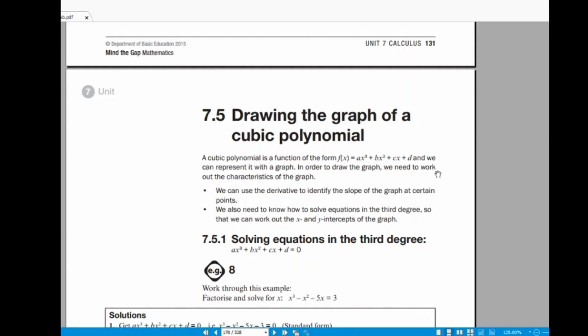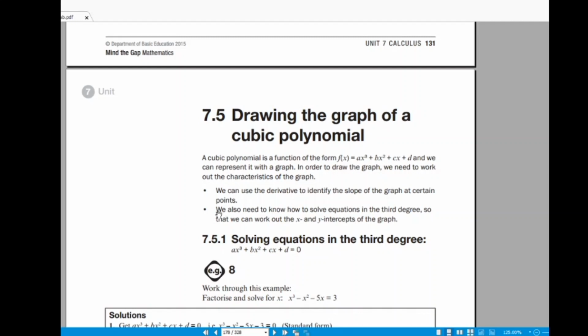In order to draw the graph, we need to work out the characteristics of the graph, right? Just like any other graph, we'll need to calculate the coordinates of the x and y intercepts, any critical points such as the turning points also, right? So we can use the derivative to identify the slope of the graph at certain points. So our derivative, they come in handy kule section le when you need to calculate turning points with cubic function, right? So make sure ukuthi uyakwazi uku-apply ama-rules of differentiation, right?